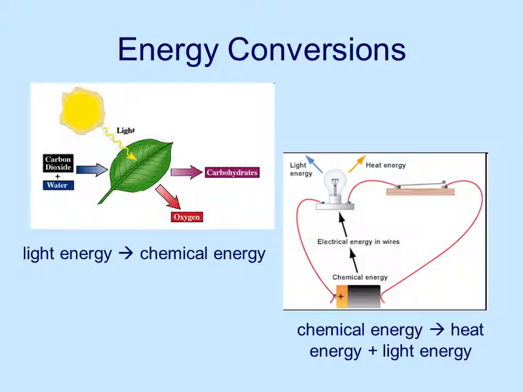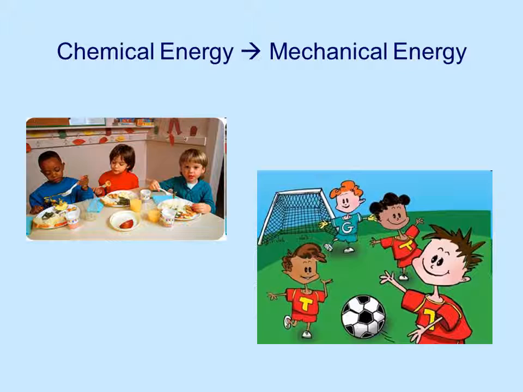Chemical energy in the form of a battery can produce heat energy and light energy. We run the electrons released by the chemical reaction through a circuit. We heat up a filament, and there's the heat energy, and we also get light energy out of that. And chemical energy can be changed into mechanical energy. We eat food and we store it in our body as chemical energy, and then we go out and run around and play games and do whatever, and we convert that into mechanical energy or energy of motion.